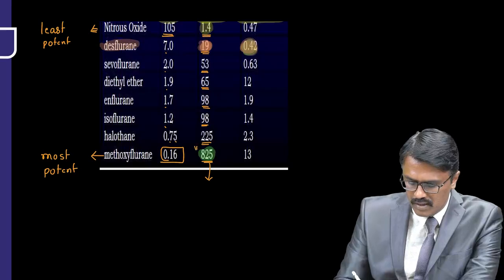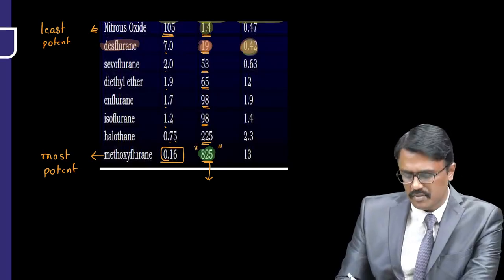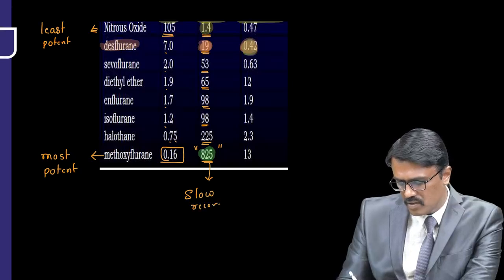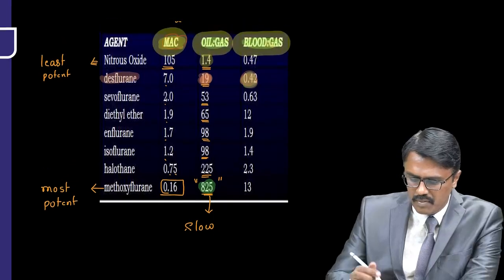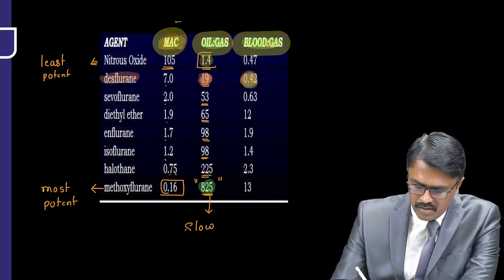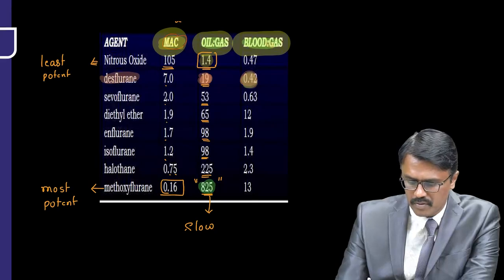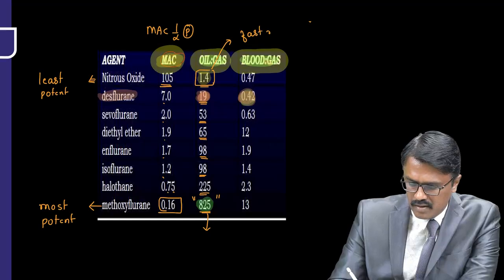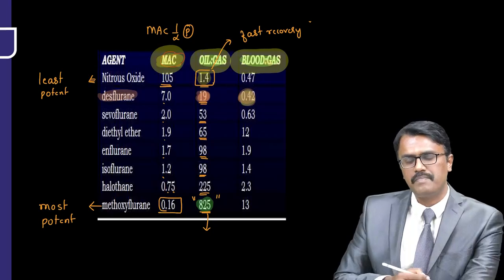So the more the value, the slower the recovery. Now remember, the oil gas coefficient for nitrous oxide is very low, 1.4. So the patient will have fast recovery from the anesthesia. That's the meaning of that.